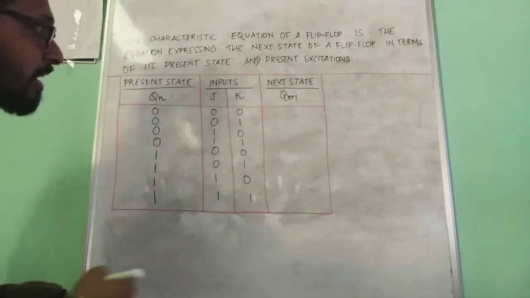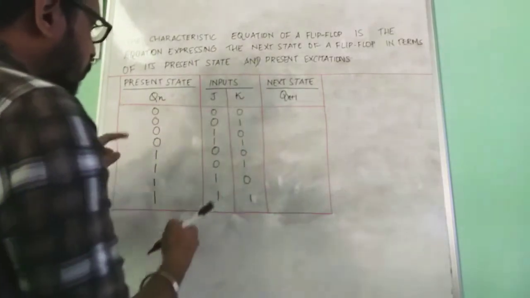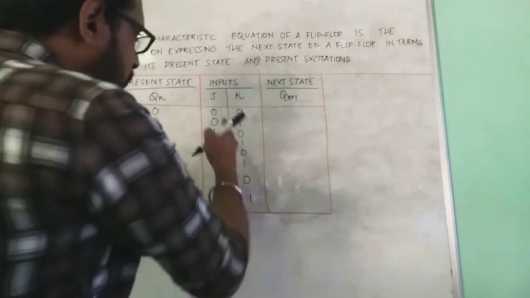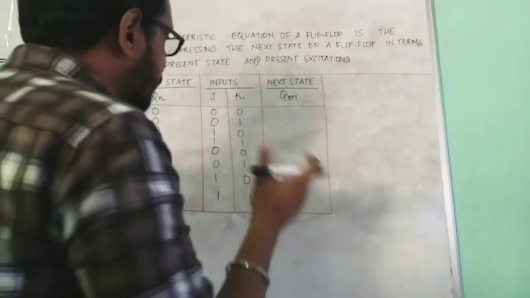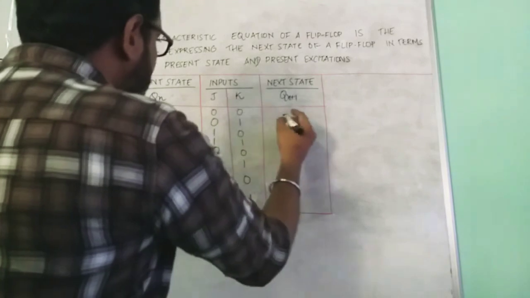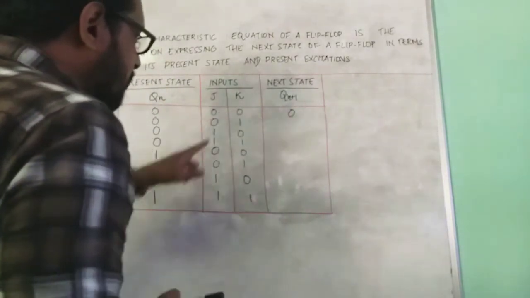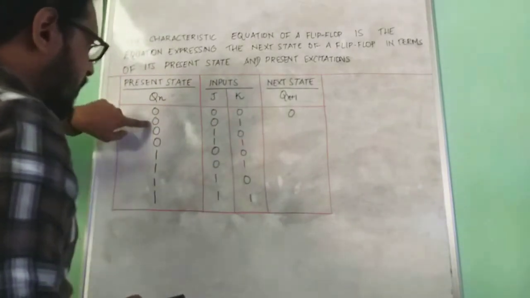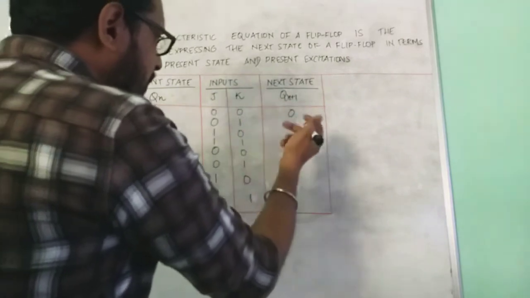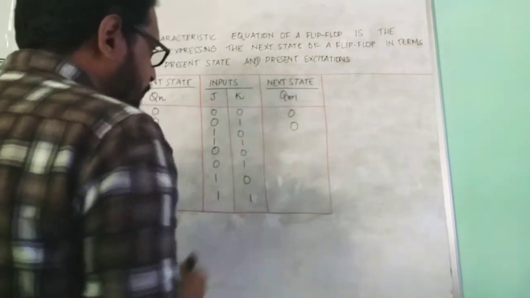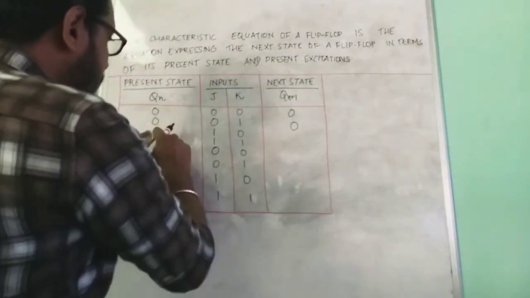Okay, and how can we find the next state? It's very easy. 0 0 and its present state is 0. That is, 0 0 means it's no change condition, right? So when Qn is 0, Qn plus 1 will be 0. And 0 1 means it's reset condition, and the value of Qn is 0. Reset means any value, but we need to make it 0. Okay, if it's 0, retain the same value, and here it is 0.